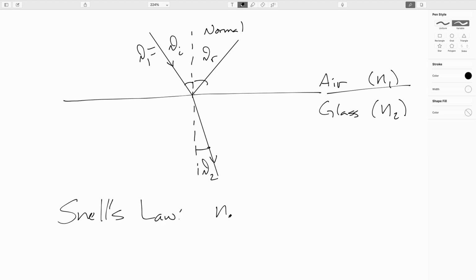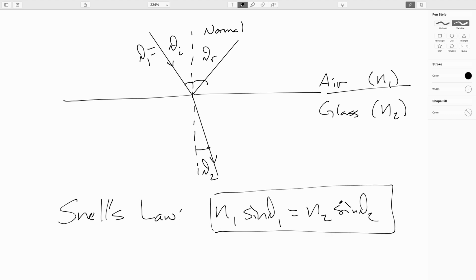And this says that n1 sine theta 1 is equal to n2 sine theta 2. So here where n2 is bigger, we're going to need sine theta 2 to be smaller, which means that theta 2 will be smaller. So if you're going from a low index to a high index, you'll bend towards the normal. Similarly, if you go from a high index to a low index, you'll bend away from the normal.